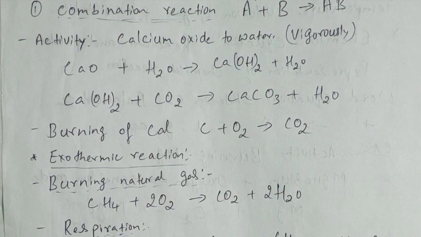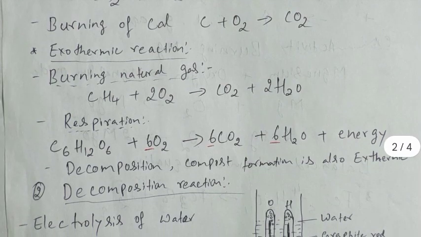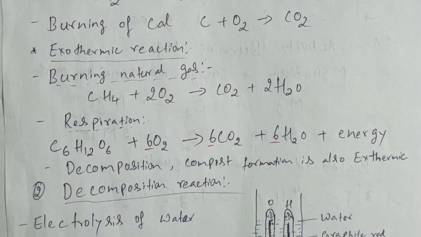Of course, we have many examples, like burning of coal. Anything you burn will produce some amount of oxides. If you burn carbon, it will produce carbon dioxide. We have another one, that is exothermic reaction.